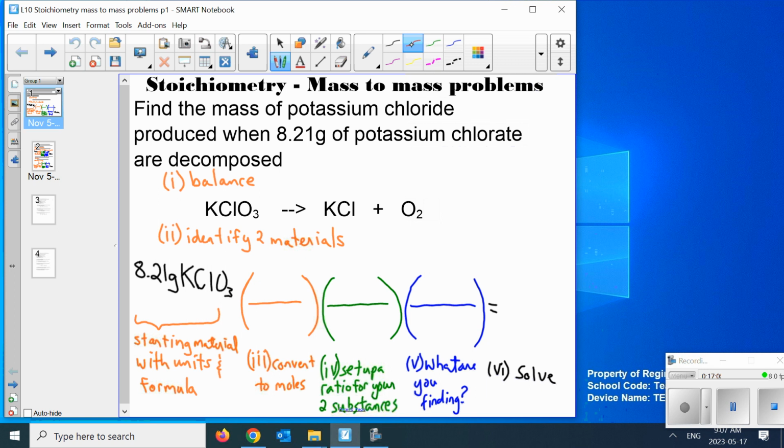So, these are the steps. Find the mass of potassium chloride produced when 8.21 grams of potassium chlorate are decomposed. So this means we have to understand names. Chloride and chlorate are pretty close to each other. The chloride is KCl. You'd use your iron sheet if you didn't, but I think by elimination you know which one's the chlorate, because it's the ClO3 with potassium. If needed, though, it's on the iron sheet. Okay?